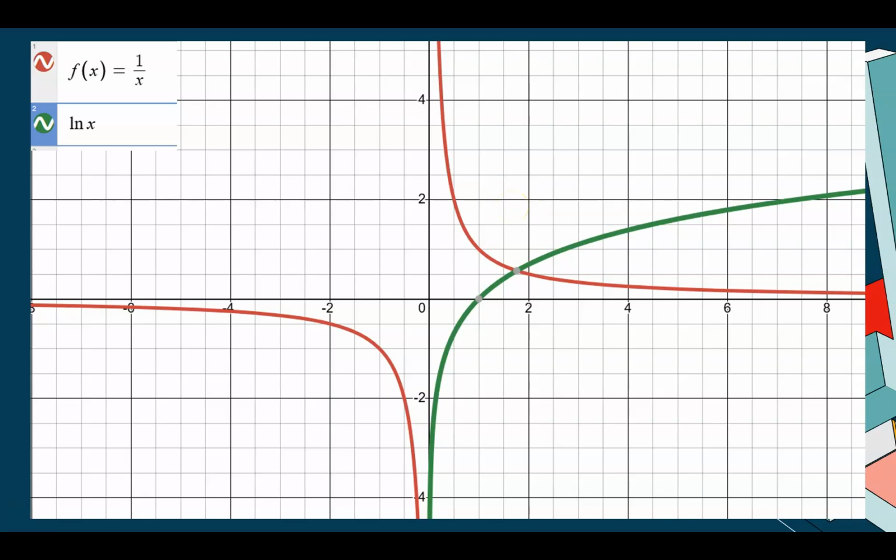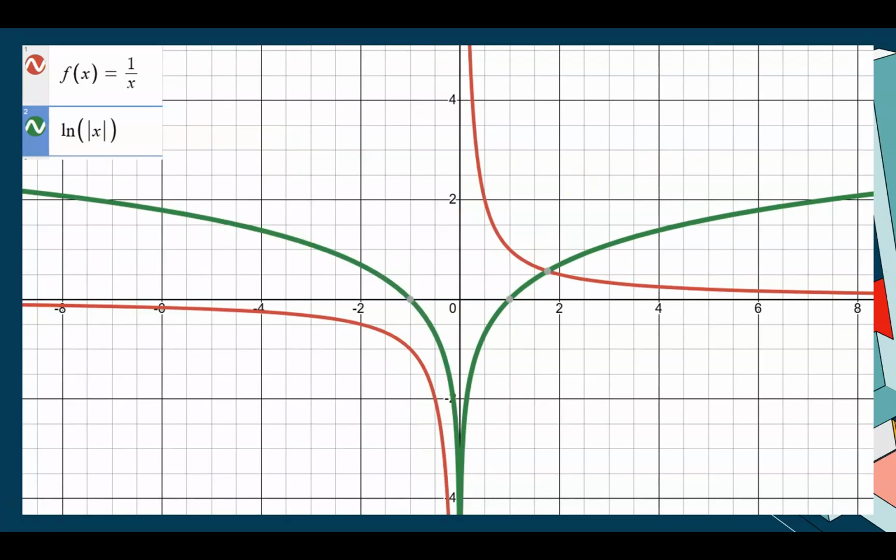And the domain of natural log of x is only positive inputs because the output of e to the x is only positive outputs. Natural log and e to the x are inverses. So here is the graph of natural log of the absolute value of x. And, you know, there's some symmetry there.